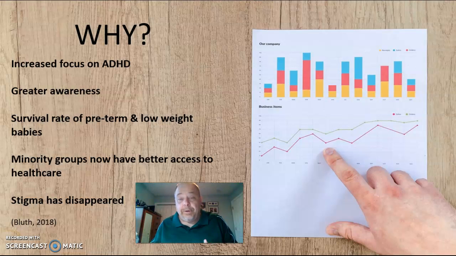Also, the stigma has disappeared. 20 years ago, 25 years ago, if you were listed with ADHD, the story was, a good smack and you should be able to sit down in your seat. We take it a little more serious now. The stigma has been removed and people are more open to being diagnosed and being treated for having ADHD.